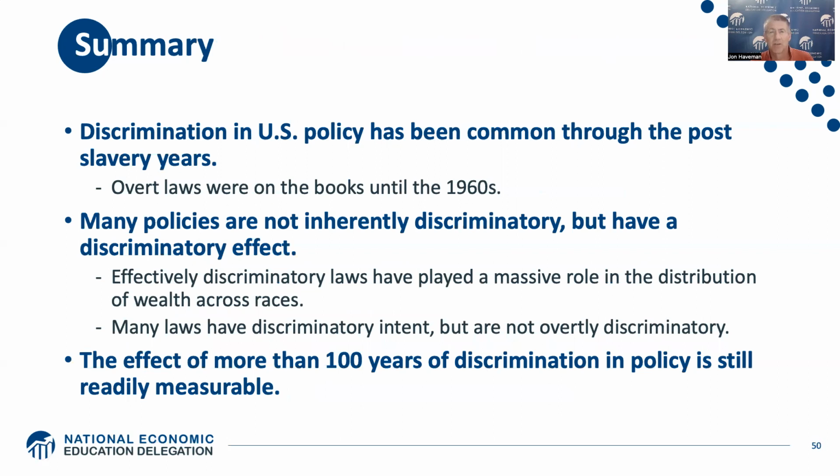Okay, just to summarize, this discrimination in U.S. policy has been coming through the post-slavery laws. There's lots of discrimination in some U.S. policies inherently, if not explicitly. A lot of policies, because of structural differences, because of income differences, because of geographical differences, that aren't necessarily discriminatory in a world that is completely equitable turn out to be discriminatory. The effect of more than 100 years of discrimination in policy is still readily measurable. If there was no effect of 100 years' worth of discrimination, then affirmative action wouldn't matter. But it does. Let's spend just a little bit of time talking about the economic consequences.